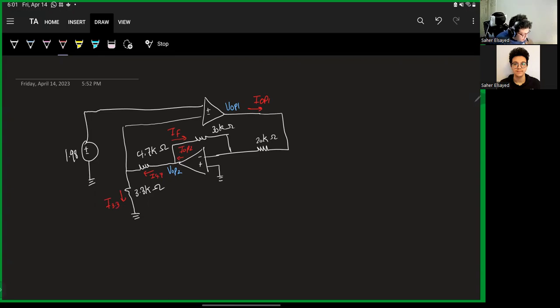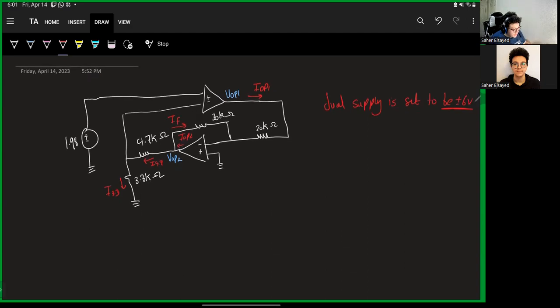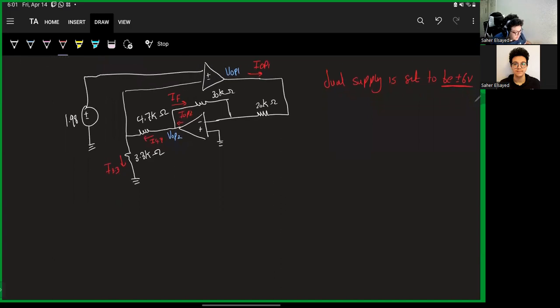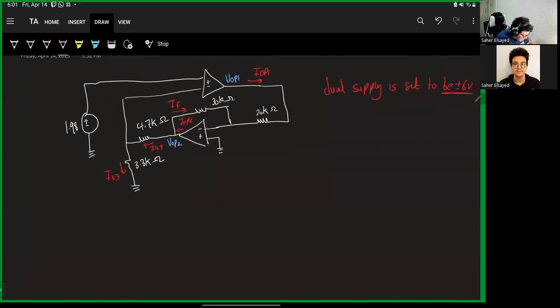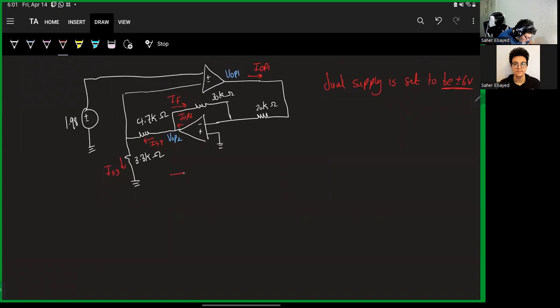One thing that you want to pay attention to when it comes to saturation is the dual supply. It's given that the dual supply is set to be plus minus 6 volts. So that's what you pay attention to. What happens is, you want to find the current across the 3.3 first. Let's try to find every current that we have here so that we can easily figure out the VOP.